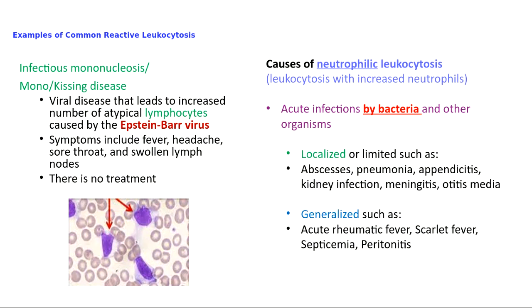Because it's a viral infection, there's no treatment, just supportive treatment. Depending on whether the patient gets complications, they will get an IV, some medicine for the fever, and just bed rest, so that the body can take over and let those lymphocytes get rid of the virus. So leukocytosis with lymphocytosis, or an increased number of lymphocytes, is usually associated with viral diseases.